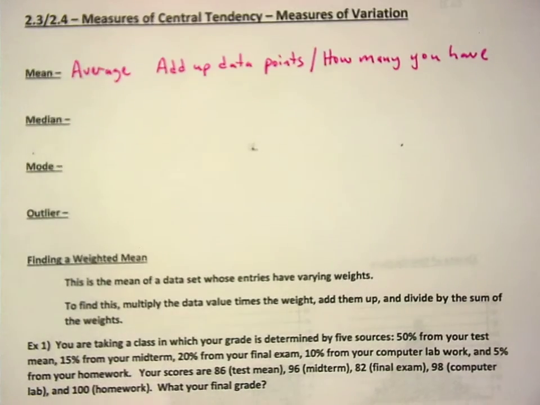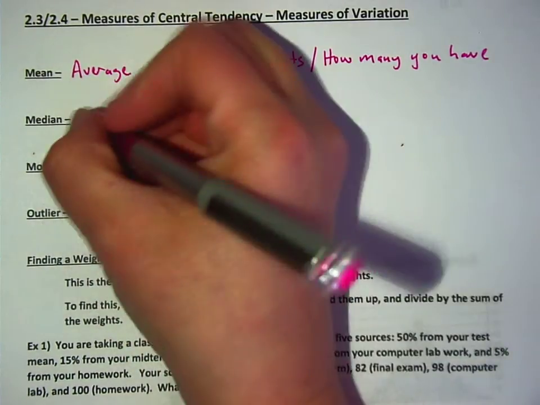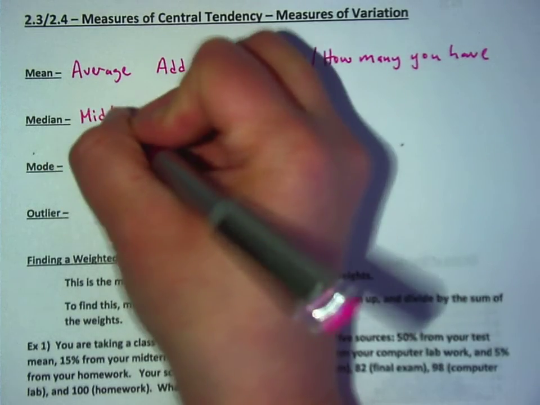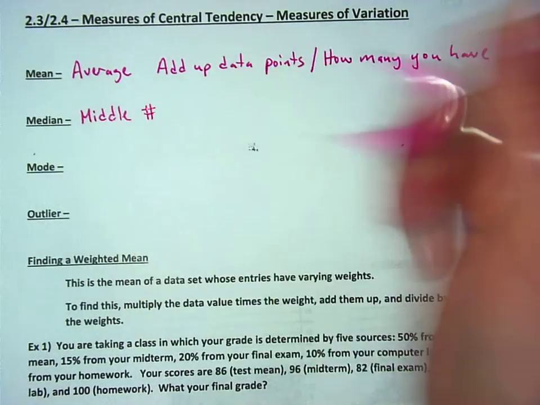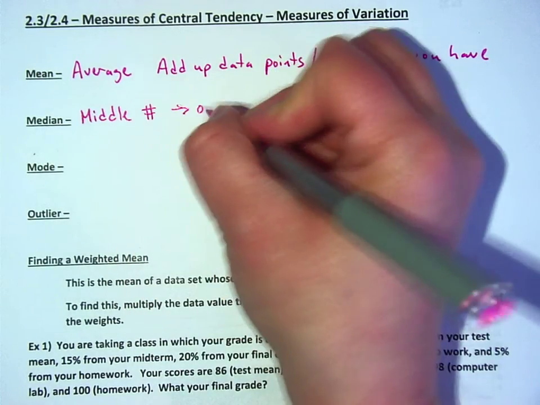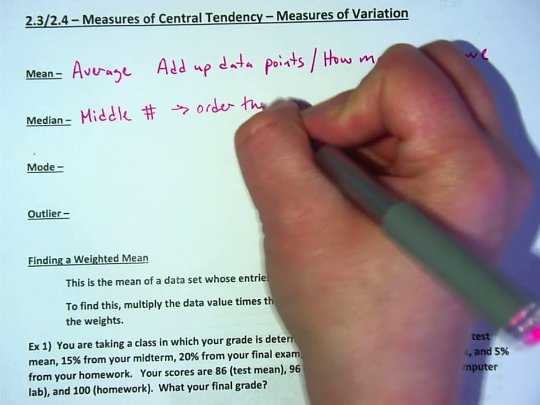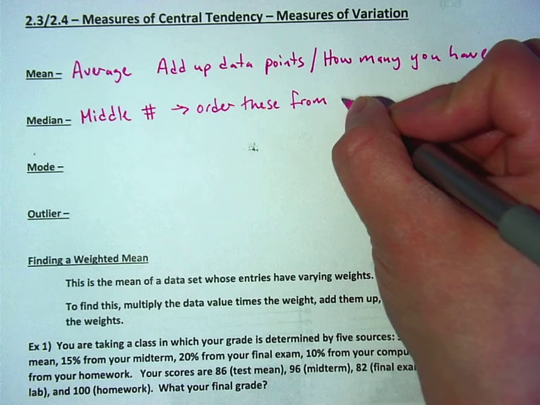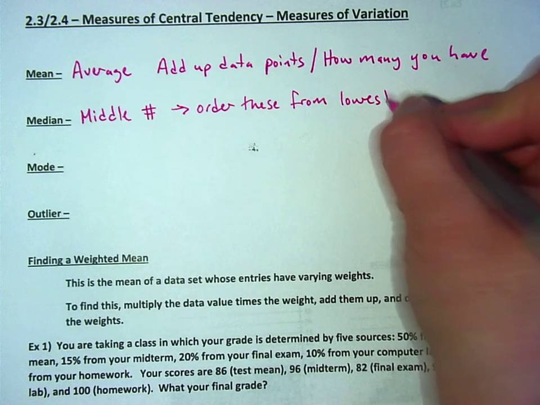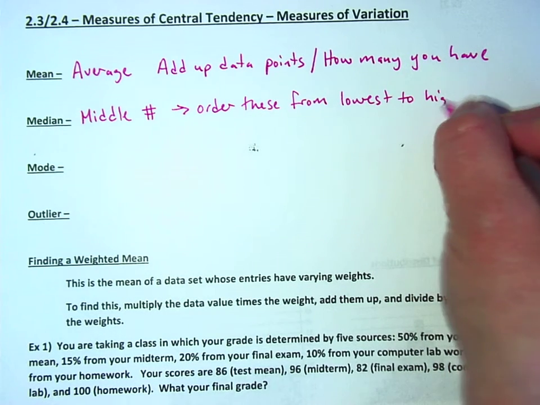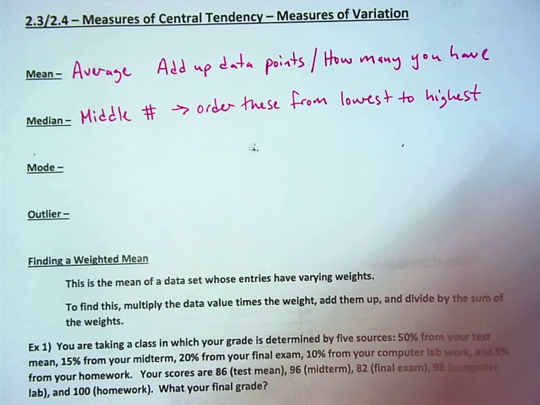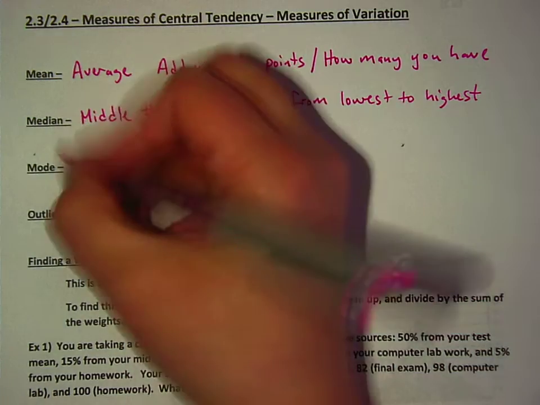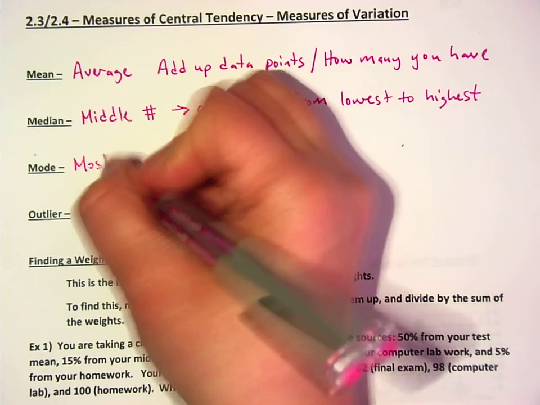Median is the middle number. And remember, you have to order these from lowest to highest first. The mode is the one that happens the most often.